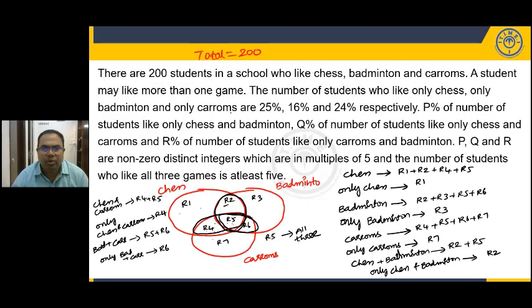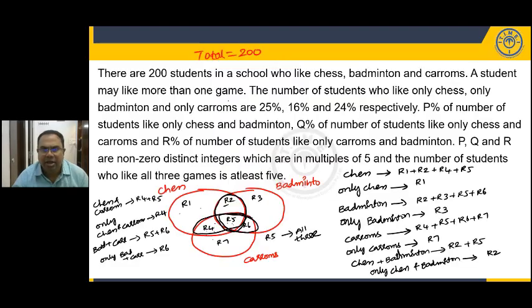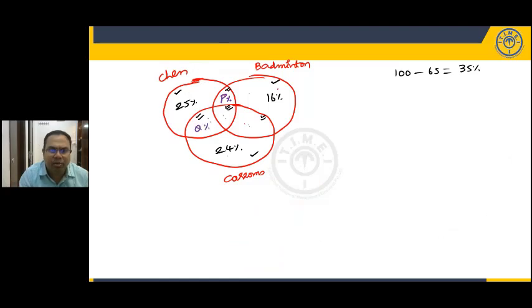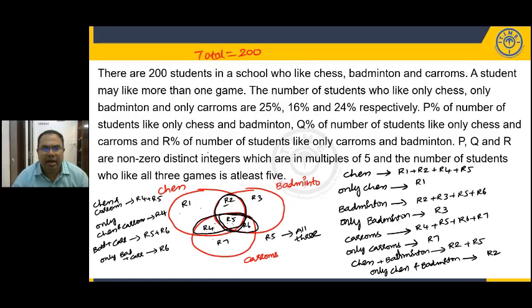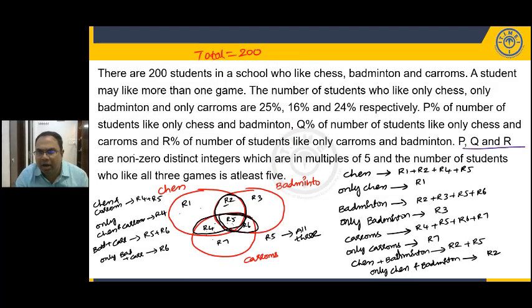P% students like only chess and badminton. Q% of students like only chess and caroms. And R% like only caroms and badminton. I don't know the all-three region. Let me assume this as S%. And it is given that P, Q, and R are non-zero distinct. This is important. Distinct means different integers which are multiples of 5. And look at this: the number of students who like all the three games is at least 5.